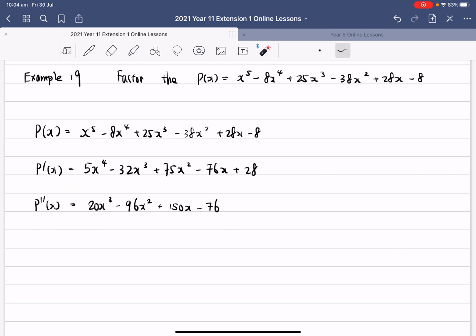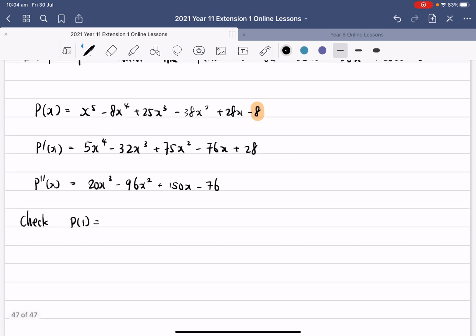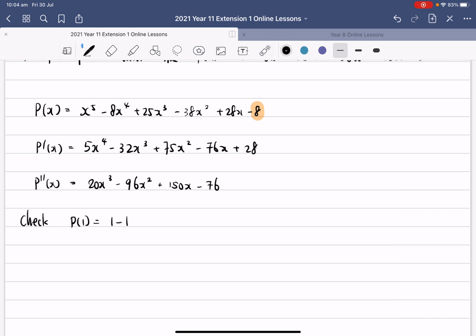I'll assume this one has a double root or triple root this time. Okay, so I've got all of those. Now I'm going to still use the method by letting x equal to 1 and check. Okay, so we're going to check P(1). Right, I want to see if 1 is a solution or not.